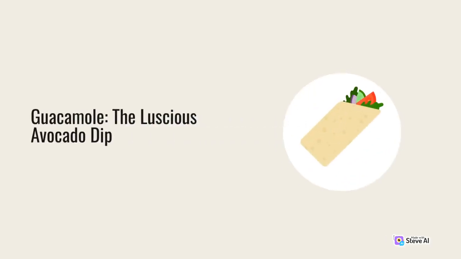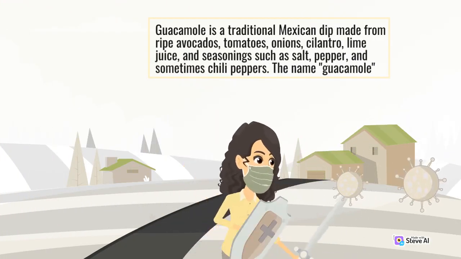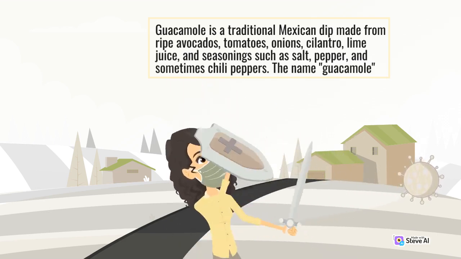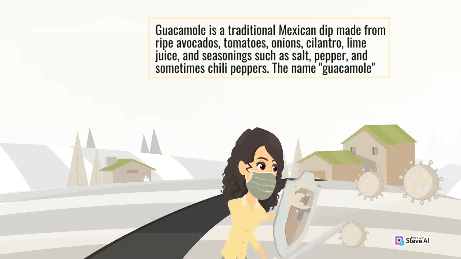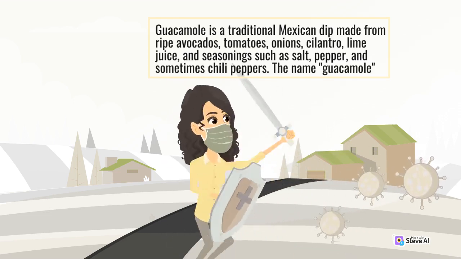Guacamole, the luscious avocado dip. Guacamole is a traditional Mexican dip made from ripe avocados, tomatoes, onions, cilantro, lime juice, and seasonings such as salt, pepper, and sometimes chili peppers. The name guacamole.